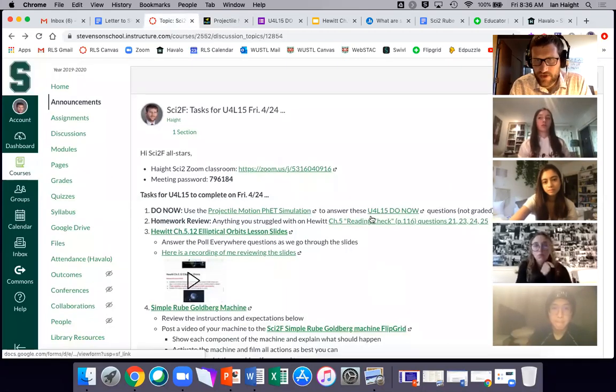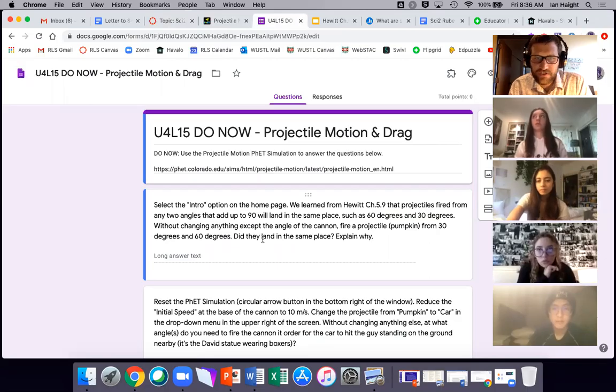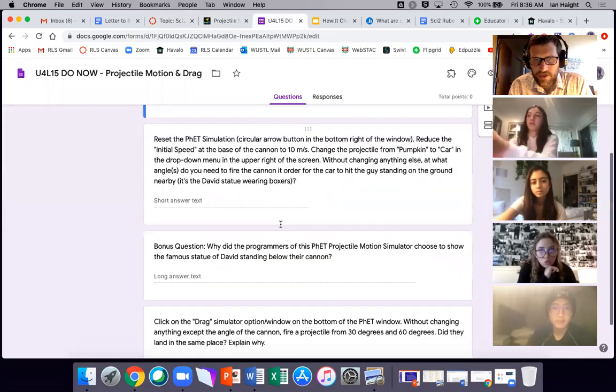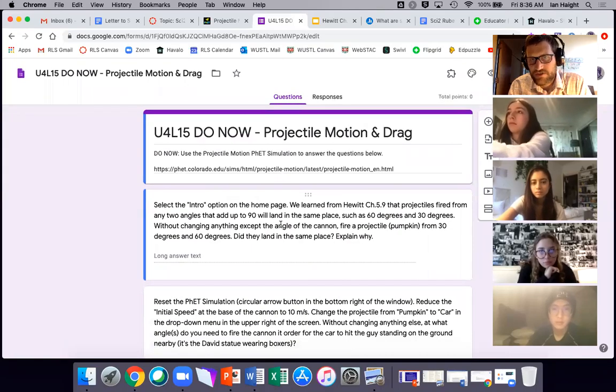And then right after that, there's U4L15 do now. It's a Google form. It's just 4 questions. Each question has instructions in it on what you need to do using the simulation, and then you just need to answer the questions. So you're just making some basic observations on what we've been learning about so far: altitude, range, drag, that kind of thing.